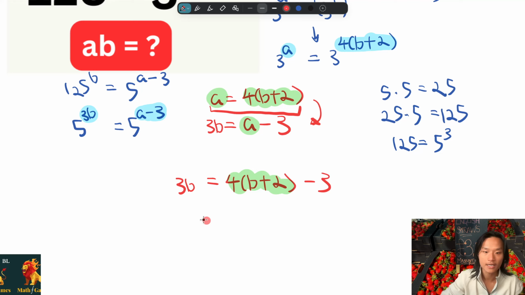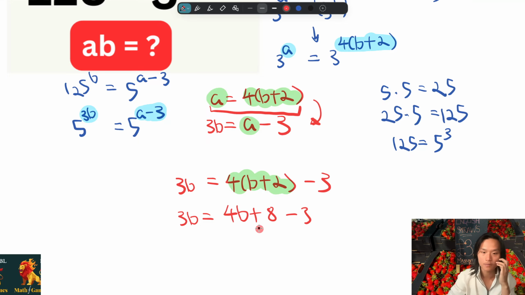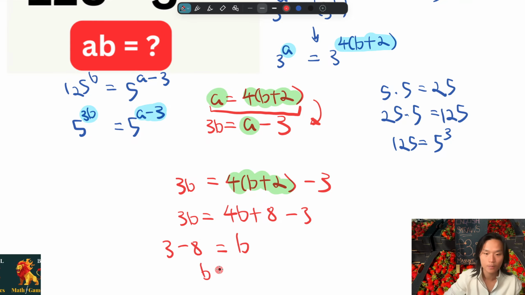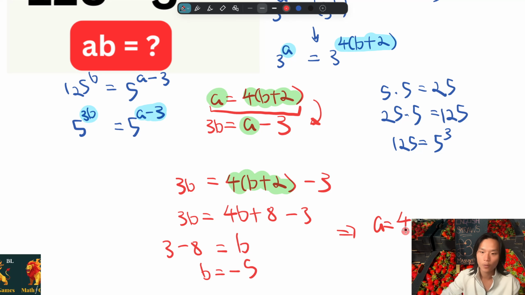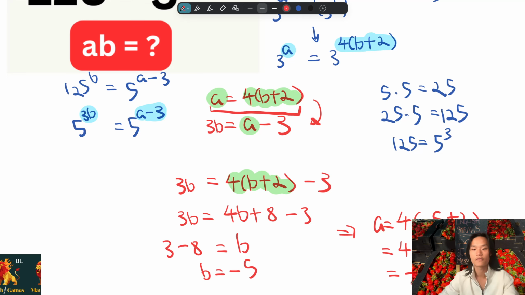So we expand the brackets. 3b equals 4b plus 8 minus 3. We put all the b's to one side, so b equals 3 minus 8, so b is minus 5. So if b is minus 5, then a is 4 times (minus 5 plus 2), which is 4 times minus 3, which is minus 12.